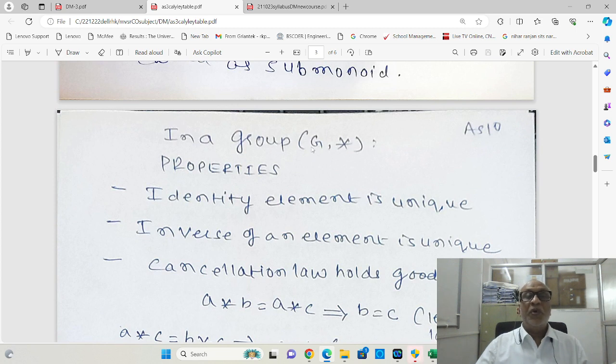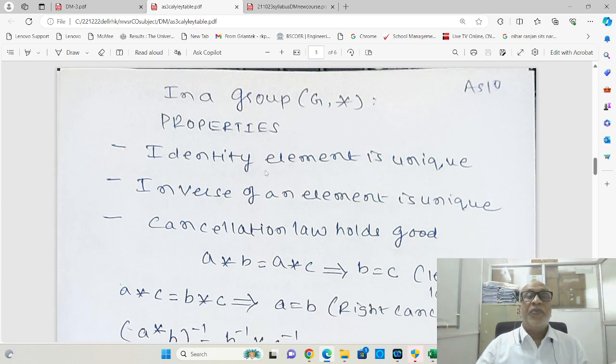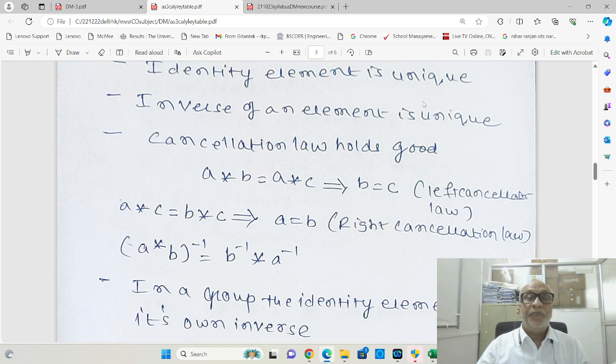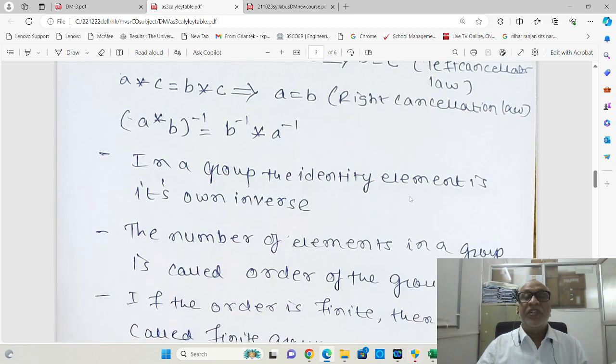In a group, the properties which are held are: the identity element is unique, the inverse of an element is unique, and the cancellation law holds, say left cancellation and right cancellation. For example, A star B is equal to A star C; applying the left cancellation law, A will be cancelled and what remains is B equal to C. Similarly, using the right cancellation law, A star C is equal to B star C, so here C will be cancelled and A is equal to B will be retained.